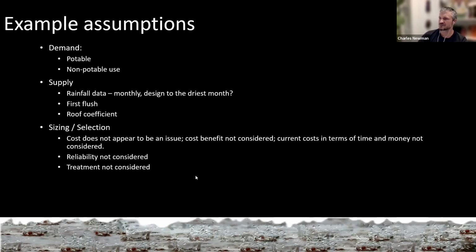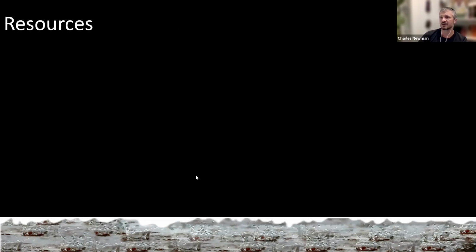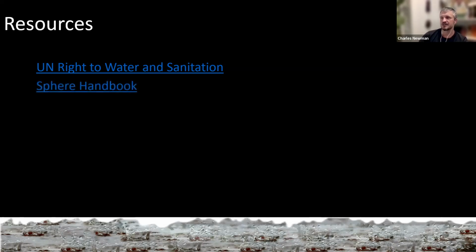Okay. So I've provided one resource which can direct you to local rainfall data, but it will be helpful to have some additional resources. So the UN Right to Water and Sanitation is a document. It's linked here, again, slides on Courseworks. This could provide some useful data that will help you establish or decide upon your appropriate demand calculation. The Sphere Handbook is also a very useful resource for similar data.